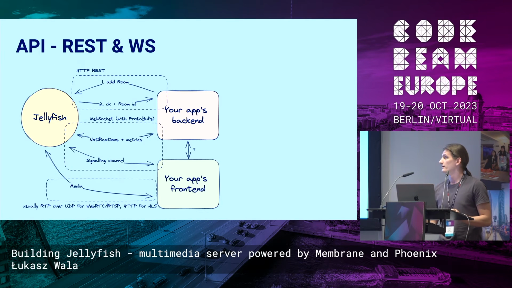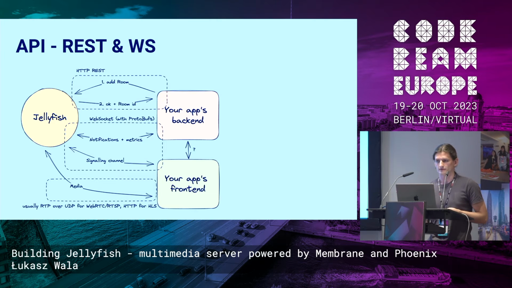Okay, now we've seen some scenarios that you can achieve with Jellyfish, so let's get a bit more into the internals and how it works. We use this simple REST API for creating, managing, and deleting the rooms, peers, and components. And then we use the WebSocket API with protocol buffers for the notification API. So Jellyfish can produce some types of notifications, for instance, that the room has crashed or that the peer was connected. There's a difference between adding a peer and then connecting the peer via the signaling channel.